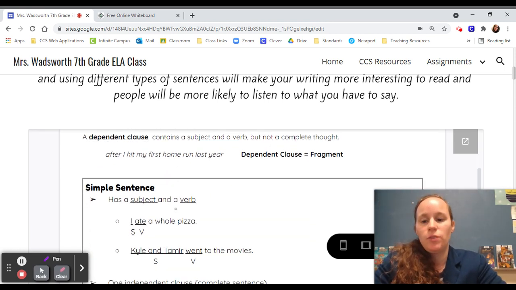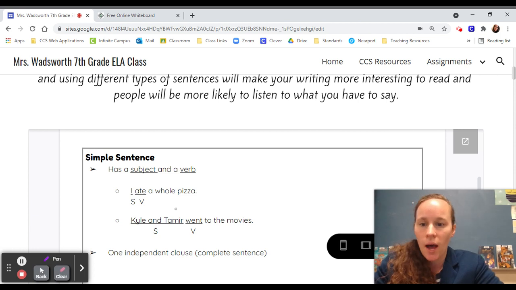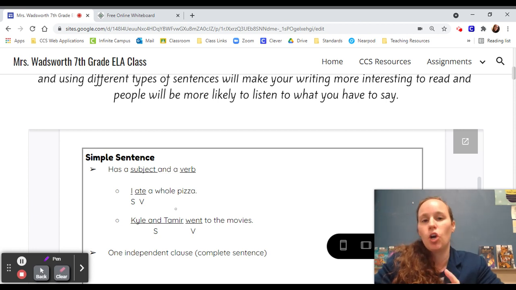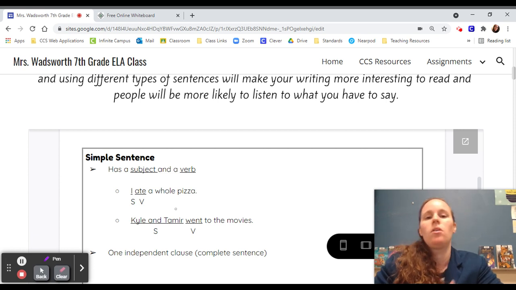But let's move down to simple sentences. Simple sentences have a subject and they have a verb. So like, I ate a whole pizza. So I, that's your noun, that's the person, place, or thing. Ate, that's your verb, that's your action. So that's all it has. Subject, verb. It could literally be, he cried. That would be a simple sentence. He, meaning the noun, cried, meaning the verb.